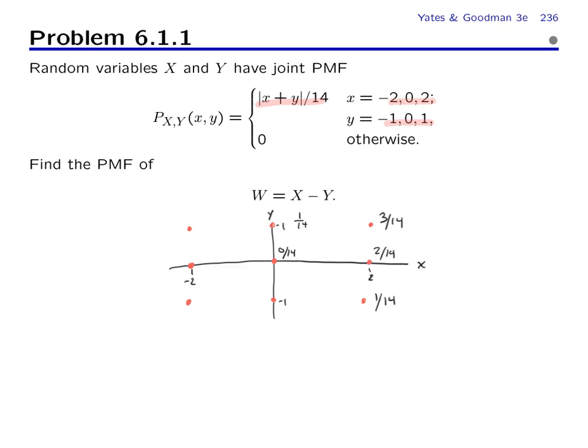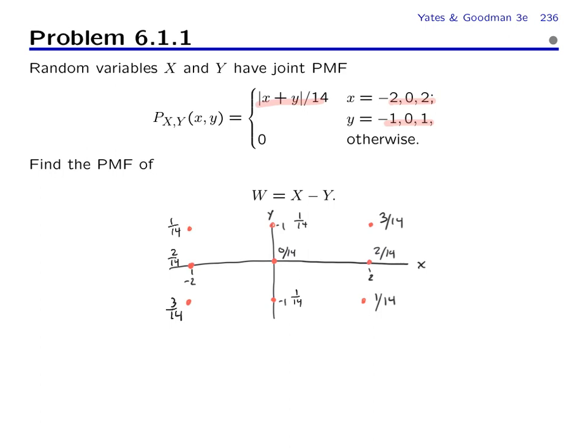And finally, x is -1 and y is 0. There's an absolute value sign around the x plus y, so this is 1 over 14. And back here on the left side, in the lower left corner, x is minus 2, y is minus 1, the sum is minus 3, but there's an absolute value sign, so we get 3 over 14. And here we get 2 over 14 and 1 over 14. And if you check, these probabilities should add up to 1.